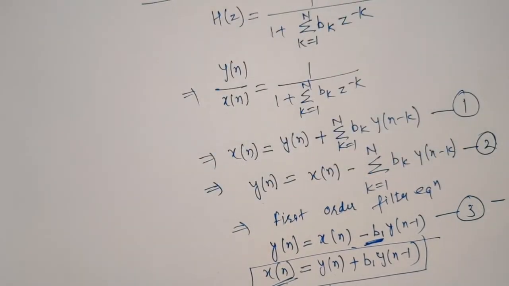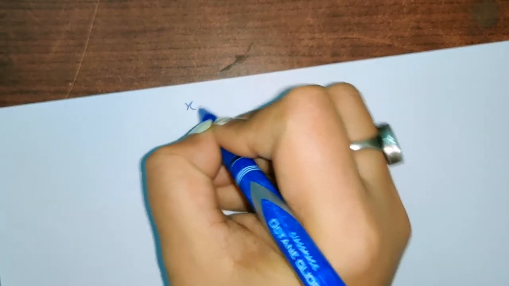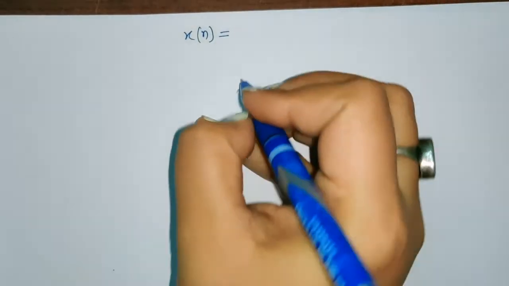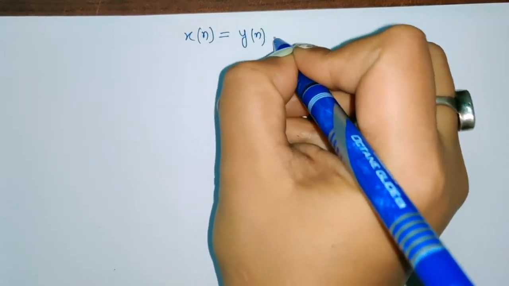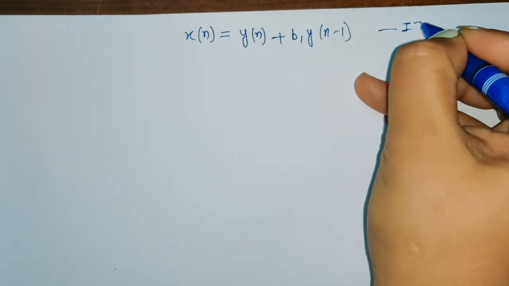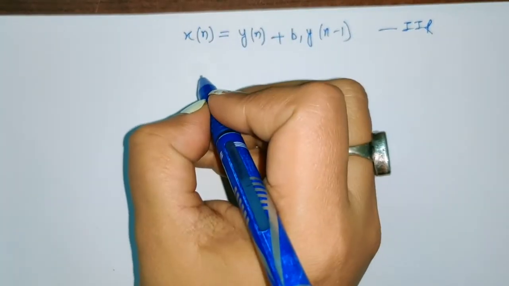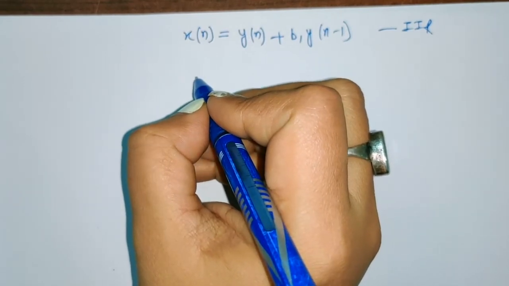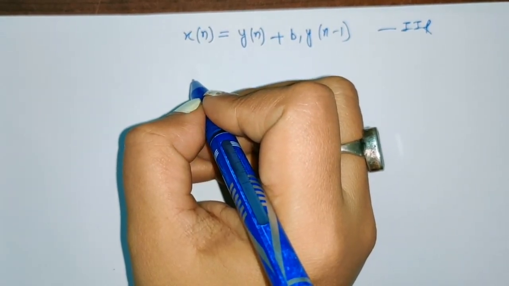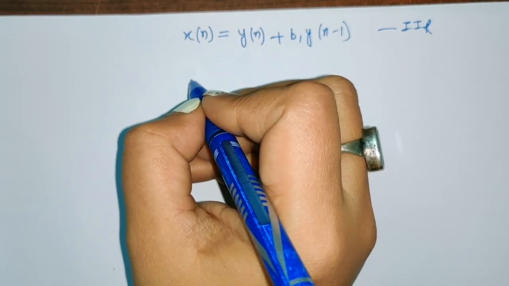Okay, so now if we realize this particular equation, what is our equation? Our equation is this, that your xn is equal to yn plus b1 yn minus 1. This is for IIR. Okay, I'm talking about IIR now. If we realize this particular equation, basically what we are doing, we are simply going to interchange the inputs and outputs here.